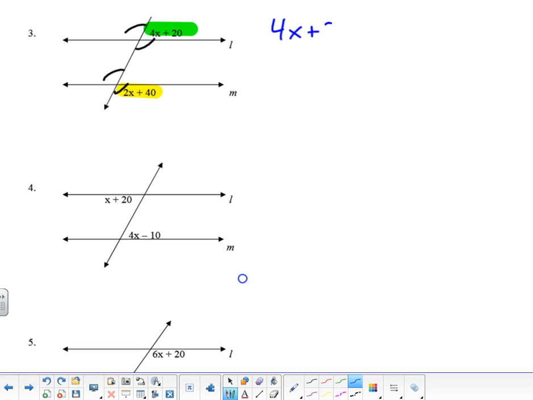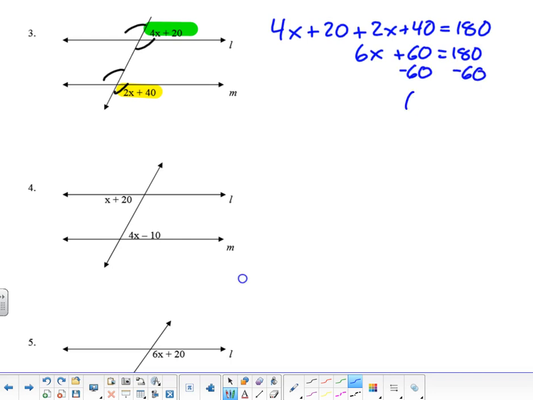So 4x plus 20 plus 2x plus 40 equals 180. So this would be 6x plus 60 equals 180. Combine like terms, subtract 60, 6x equals 120, divide by 6, and we get x equals 20. Okay?